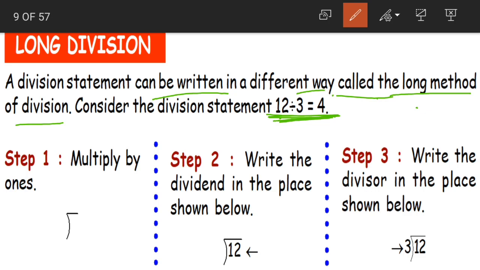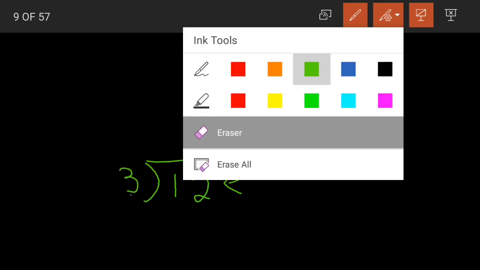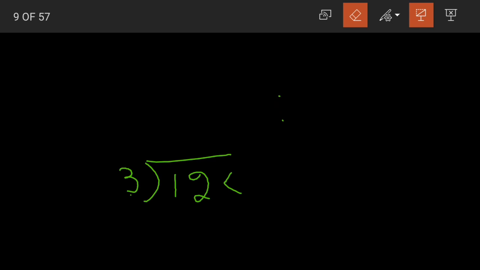What are we going to learn now, children? The long method of division. So what will be step 1? Multiply. So how to divide this, children? See, 12 divided by 3. This is our question. How do we write it? First write 12 inside, that is our dividend, and write 3 outside, which is our divisor. Okay, done. Now how to divide this actually?